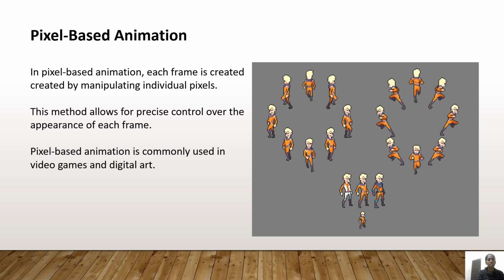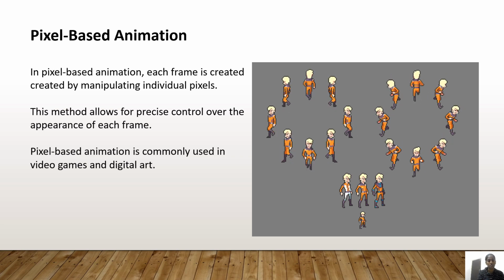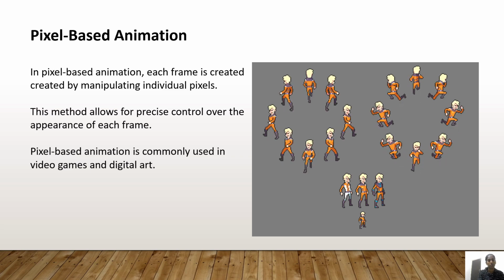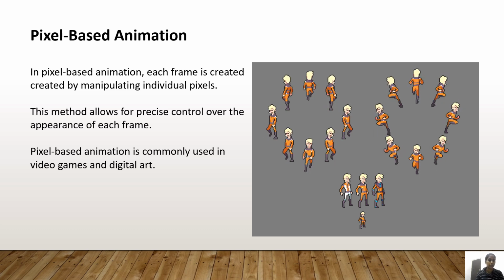In pixel-based animation, each frame is created by manipulating individual pixels. The method allows for precise control over the appearance of each frame. Pixel-based animation is commonly used in video games and digital art.